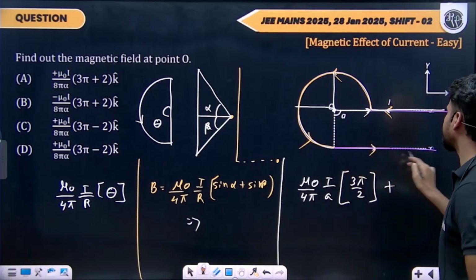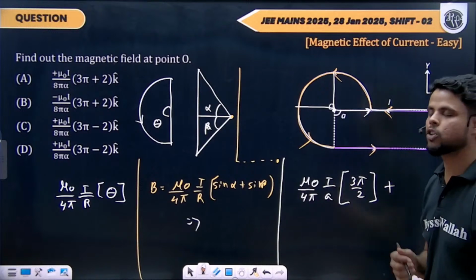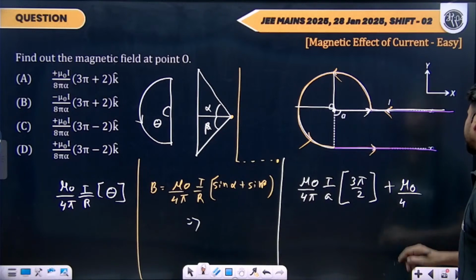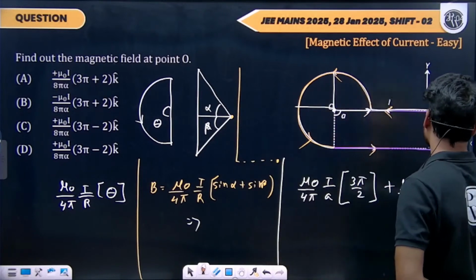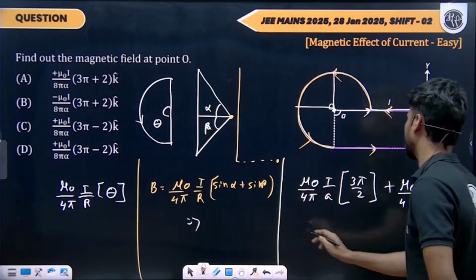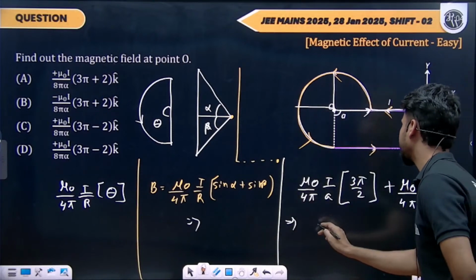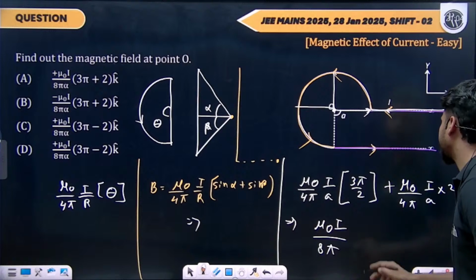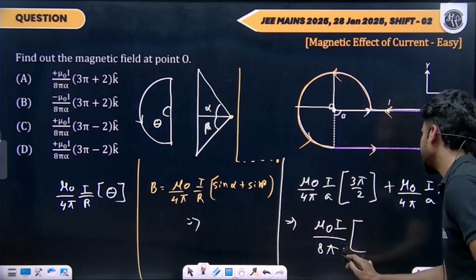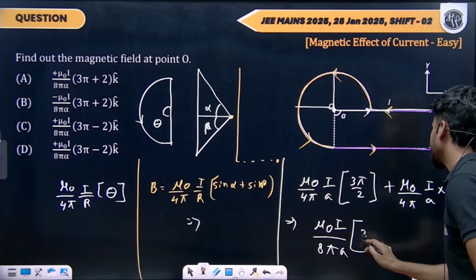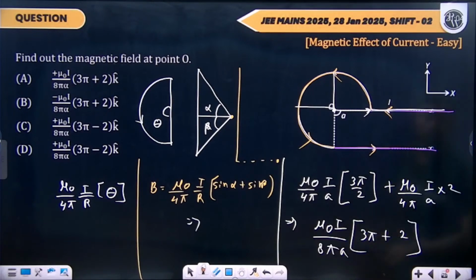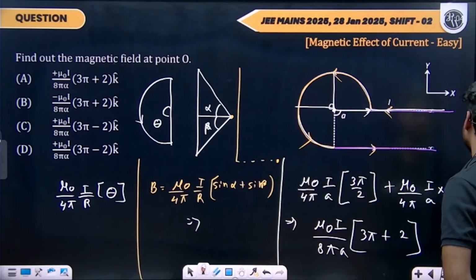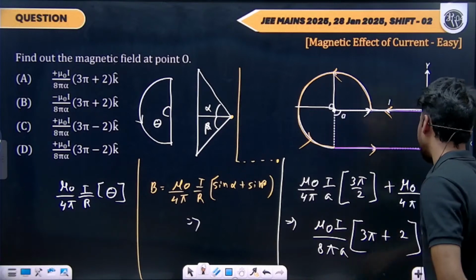And due to this wire, we will have certainly some amount of magnetic field, which would come out to be mu naught upon 4 pi I upon A multiplied by 1. On taking common terms, we will get mu naught I upon 8 pi A, times 3 pi plus 2.